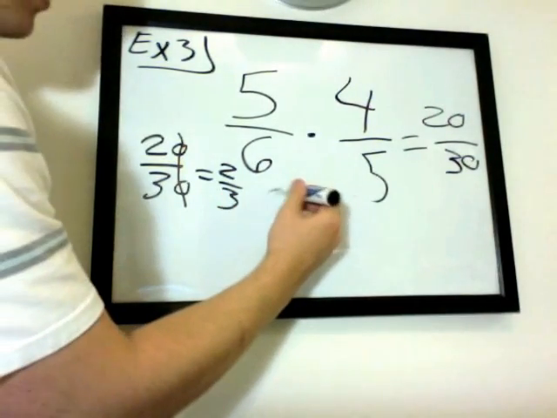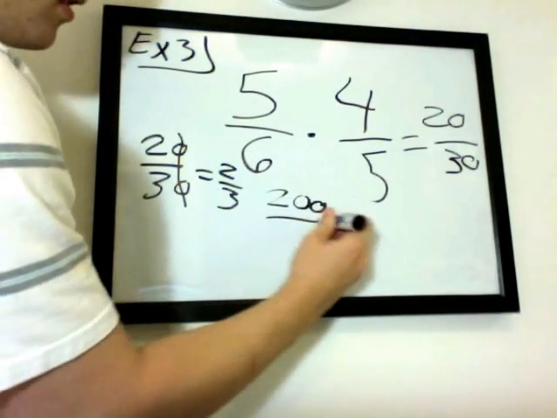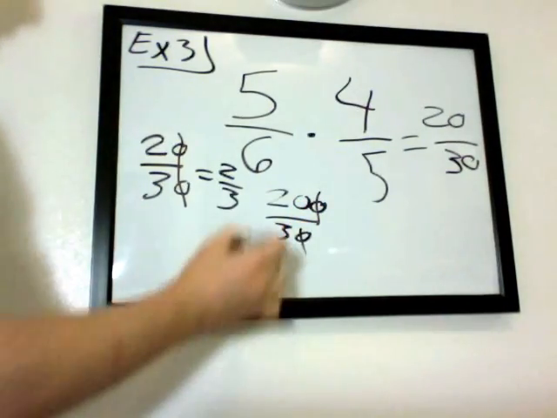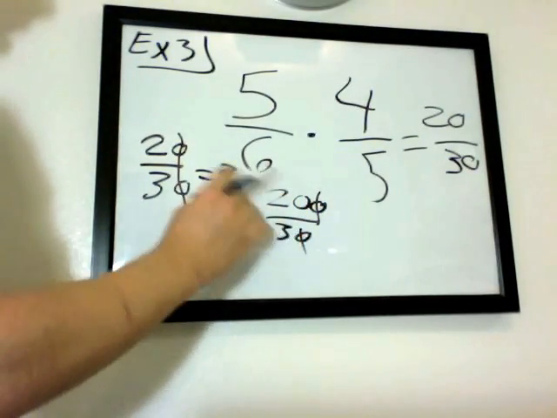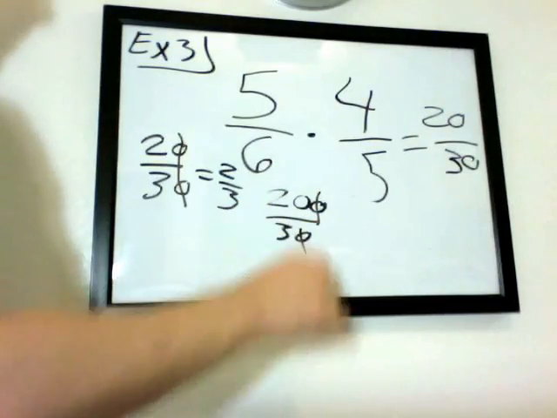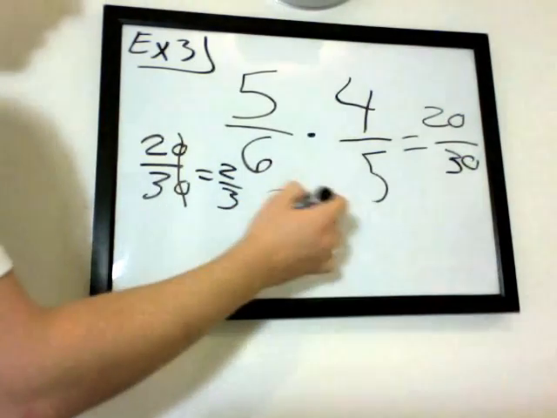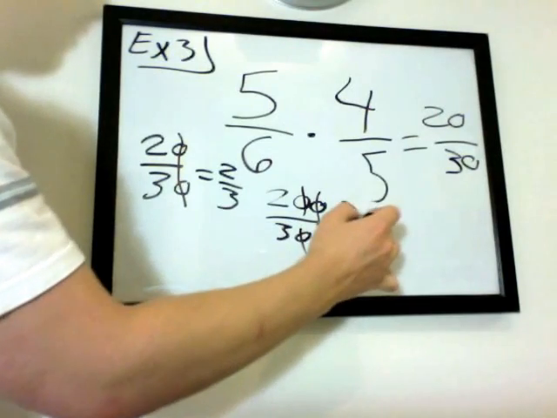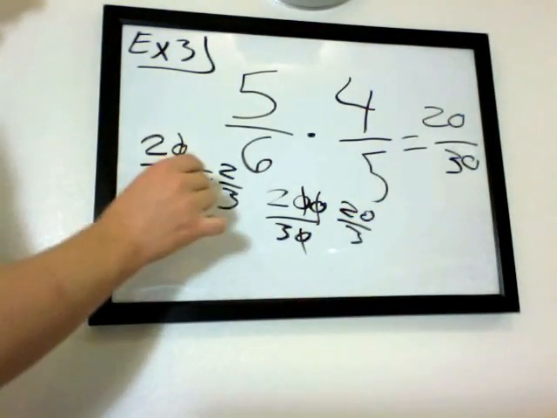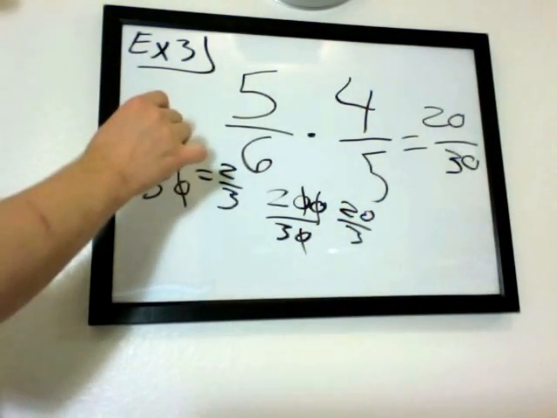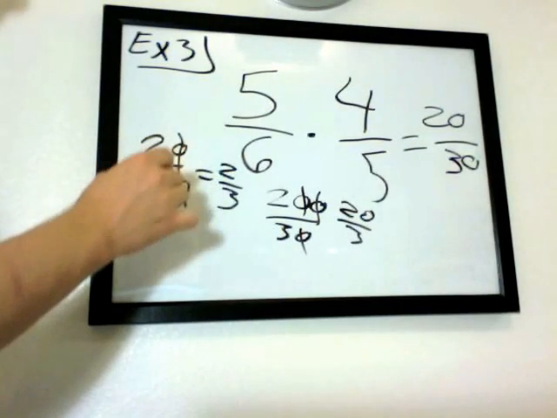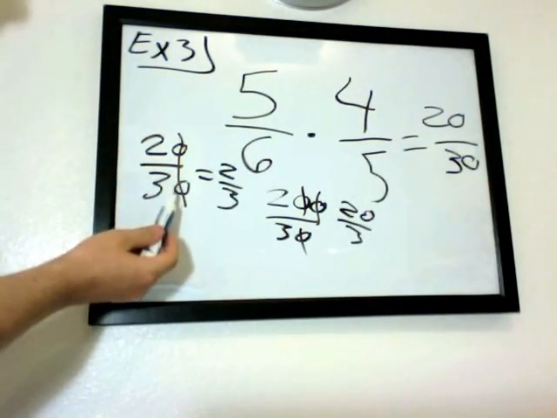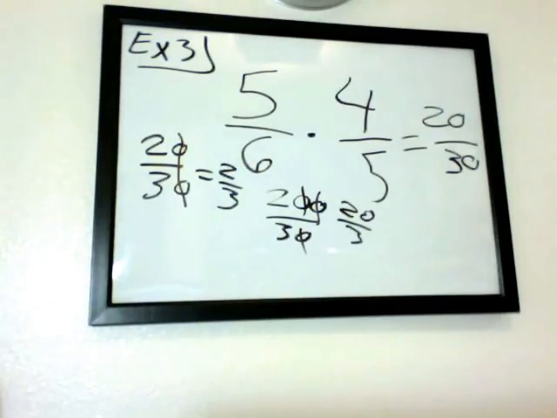So if you have, say, 200 over 30, cross off one 0 here, one 0 here, and you're left with 20 over 3. You don't cross off all the zeros, so it's not 2/3. It would be 20 over 3 for this one, not 2/3. Because you just cross the 0 on top with the 0 on the bottom, or vice versa.